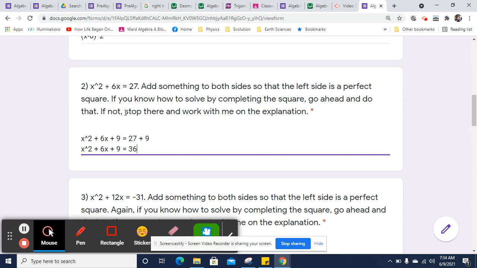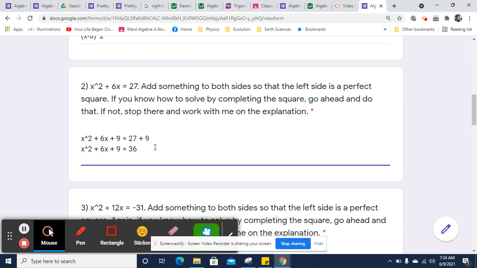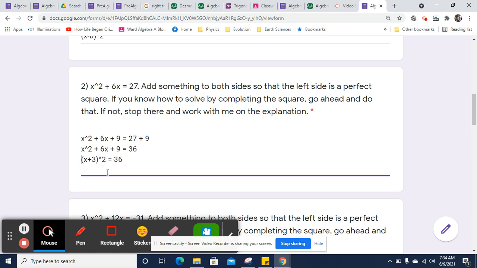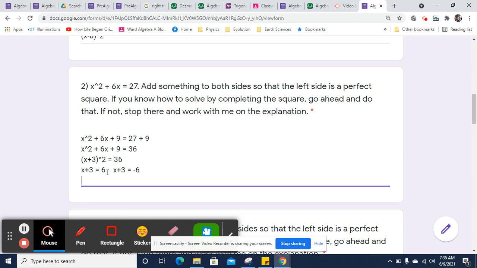Now, if you know how to solve by completing the square, go ahead. I'm going to go ahead and do that myself. So we're going to factor this because it's now a perfect square. x plus 3 squared equals 36. Now we get the square root of both sides. Square root of x plus 3 squared is x plus 3. The square root of 36 is 6, and also negative 6. So we've got to solve both of those equations.